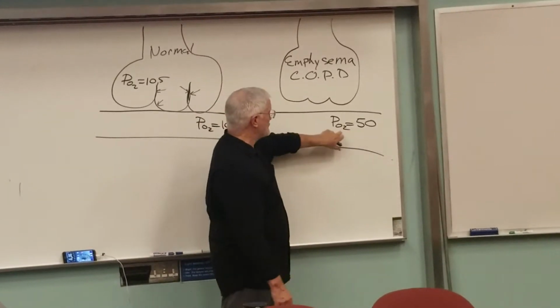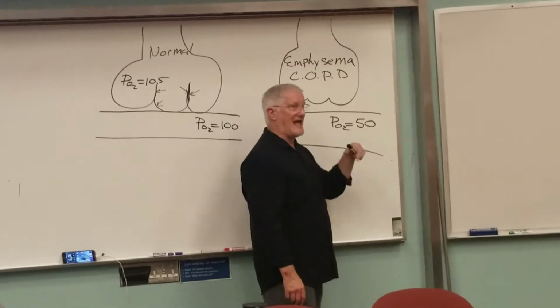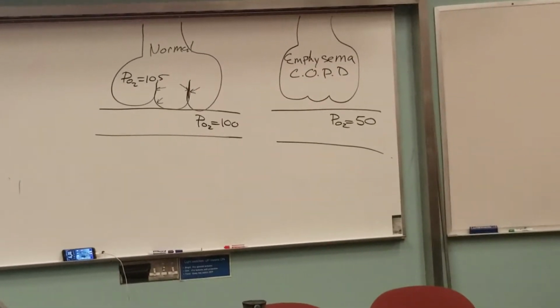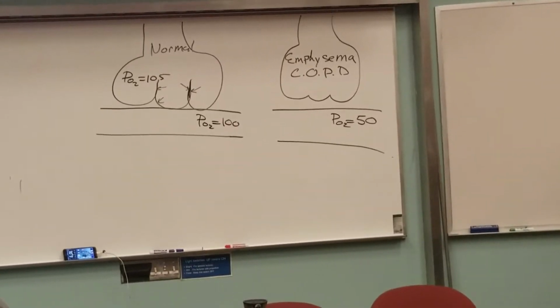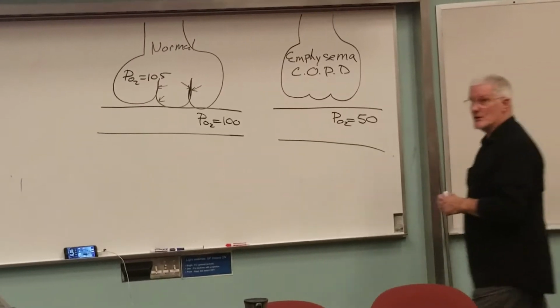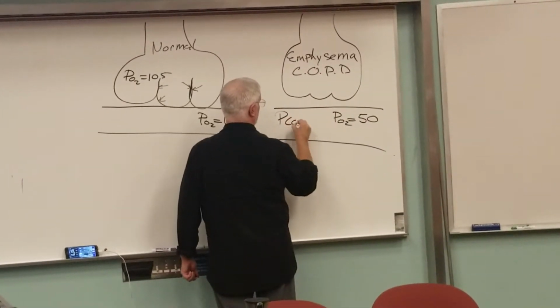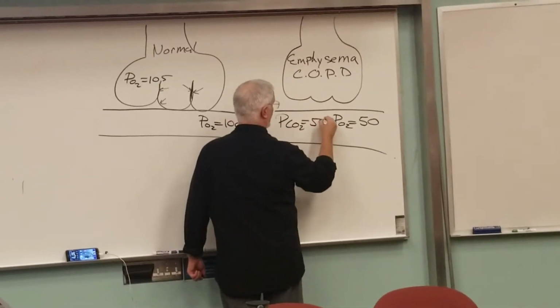Now, if there's less opportunity to pick up oxygen, what's going to happen, do you think, to your opportunity to give off CO2? It's going to be less as well, as Michelle very quietly says that, right? So your PCO2 is going to be higher. PCO2 should be roughly 50 as well.